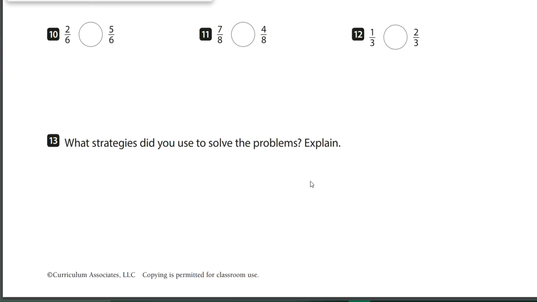All right, what strategies did we use to solve these problems? So I don't have a capital letter, oh my gosh. We drew number lines and multiplied. Those were our 2 strategies. That's how we compared our fractions.